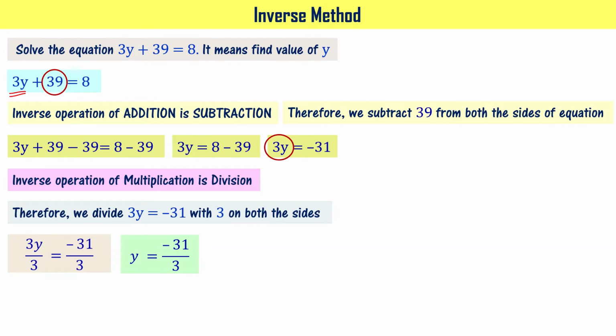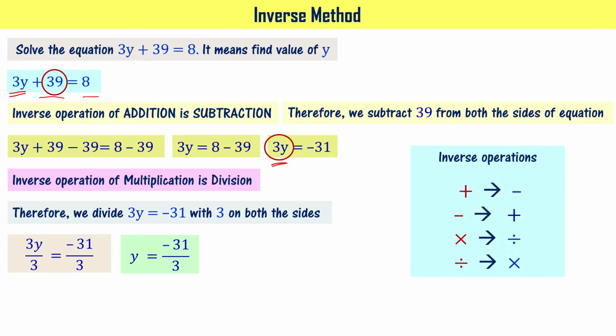Here, in the first case, we have used inverse operation of addition to move 39 from one side to the other side, right? Here, in this particular case, 3 which is multiplying y, we used inverse operation of multiplication, that is division, to move number 3 from one side to the other side, right? From LHS to RHS, to move these numbers, we have used inverse operations. That is why this method is called inverse method.